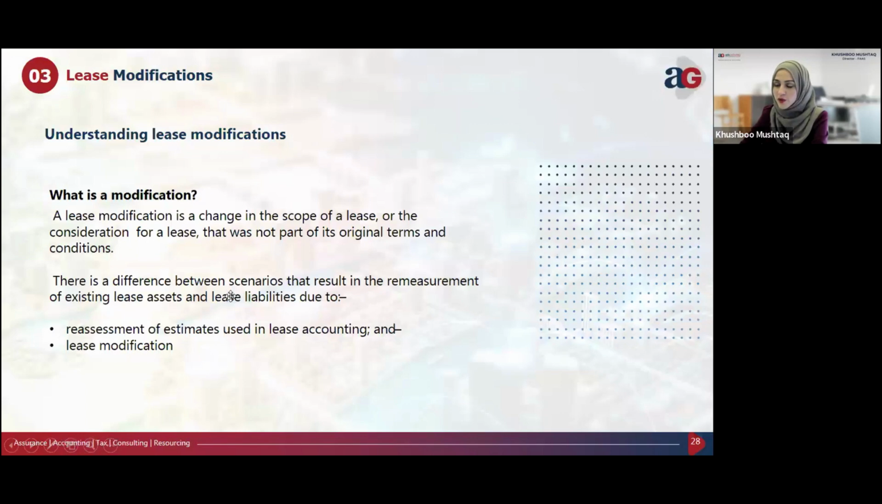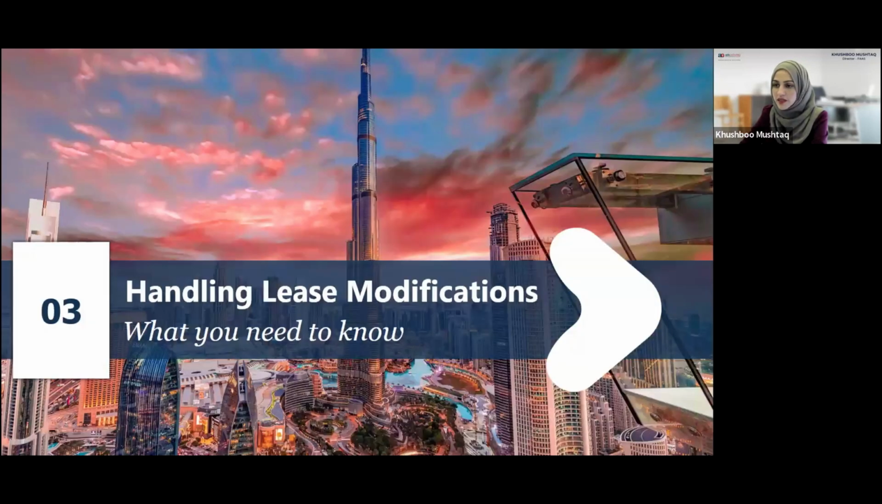Imad, I think we have one more question related to the lease term. Sure. Someone would like to know if they assume a longer lease term based on the assumptions at inception, like we discussed, 3 years or 5 years.